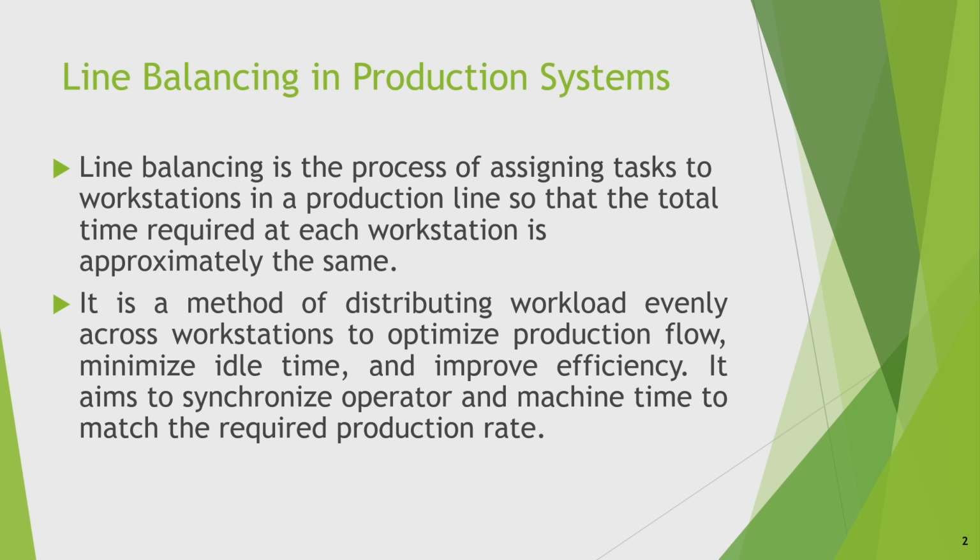So, line balancing in a production system is the process of assigning tasks to workstations in a production line so that the total time required at each workstation is approximately the same. It is a method of distributing workload evenly across workstations to optimize production flow, minimize idle time and improve efficiency. It aims to synchronize operator and machine time to match the required production time.